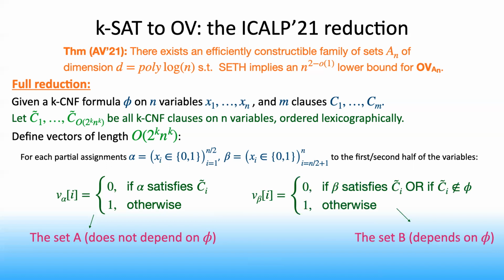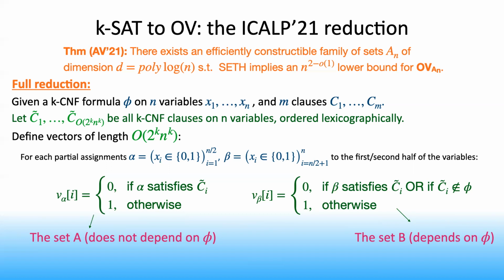And now here comes the trick. When we define the V sub betas for the set B, we do look at the given formula. And if there's a coordinate that corresponds to a clause C tilde i that is not actually in the input formula phi, we hard set the bit to be 0 in all the vectors in B, which essentially removes this coordinate from consideration. Because it doesn't matter what the vectors in A have in this bit. If all the vectors in B have a 0 for that coordinate, then this coordinate will not affect the orthogonality of any pair.